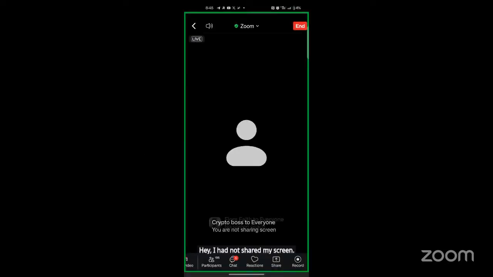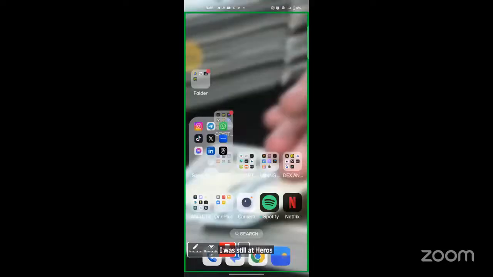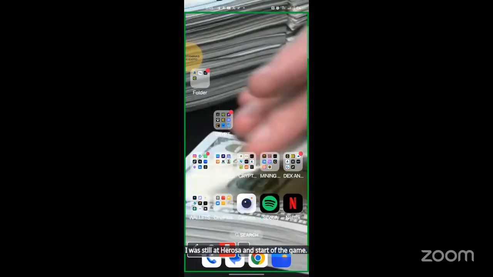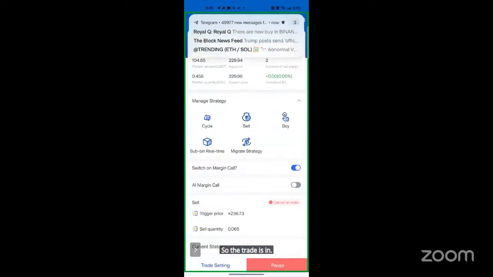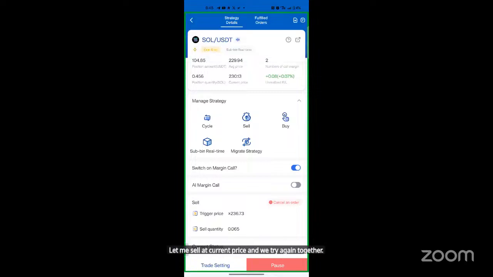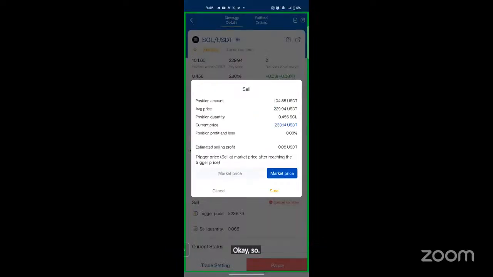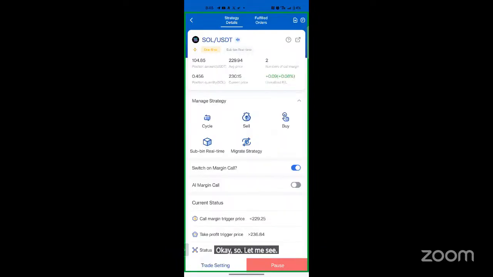Is that hard also? Let me know. Hey, I had not shared my screen. I will sell at a loss and start off again. Okay. So the trade is in, but for learning purposes, let me sell at current price and we try again together. So let me sell. I've sold at a loss.